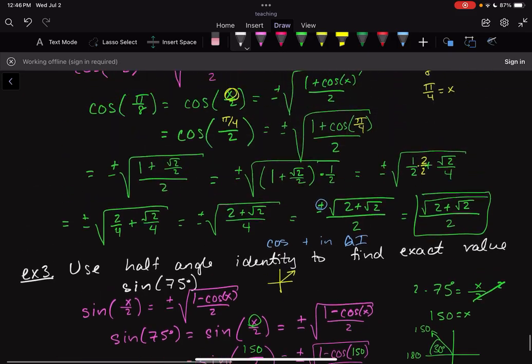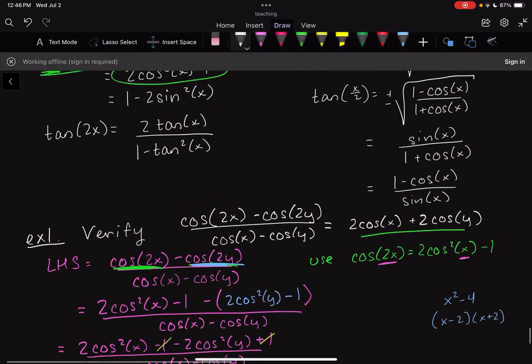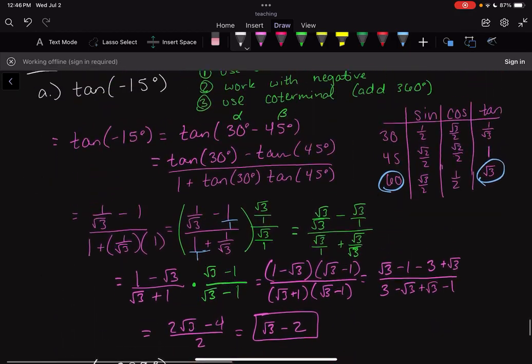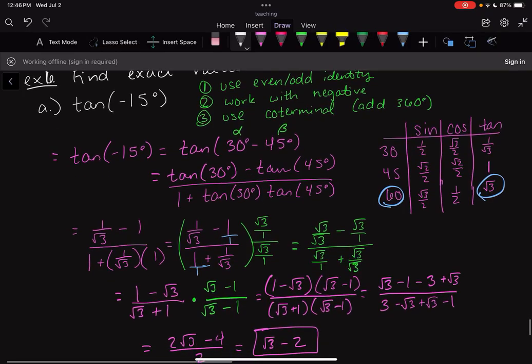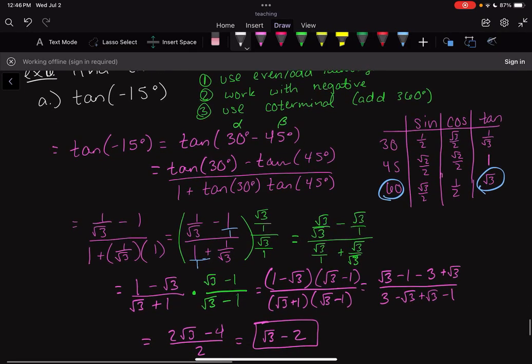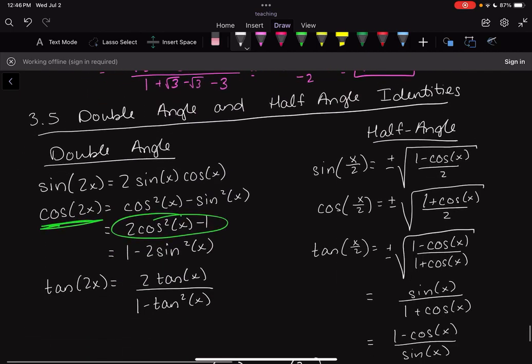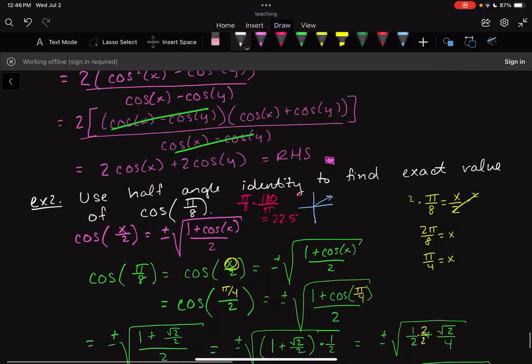So if I scroll up real quick, we did this one right here, but we used the sum and difference identities. And it was kind of hard to simplify. So we had to use the conjugate, and we had to deal with all these fractions and stuff like that. And so I just want to show you with the half angle identity, it's actually a lot easier.